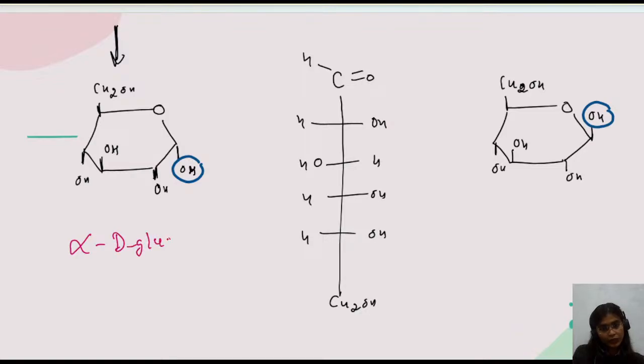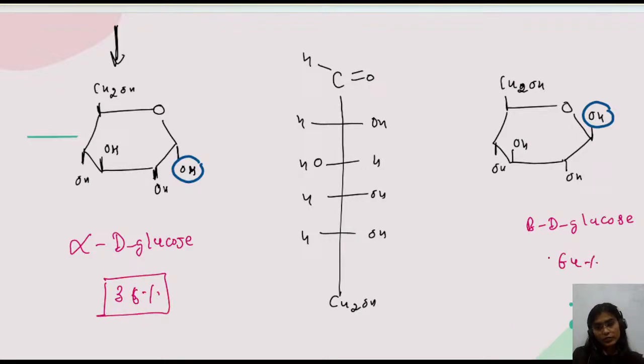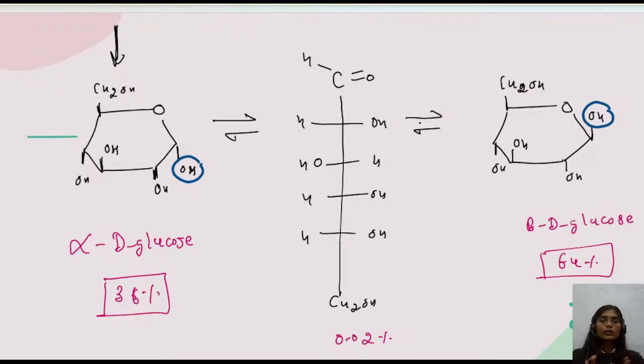D-glucose. Okay, it's a beta-D-glucose. It is 63% in abundance, and it is 64% at equilibrium, and the open chain is 0.02% at equilibrium, and all the structures are in equilibrium with one another. Again, observe this: alpha form, beta form, and open chain, all three are at equilibrium with one another.